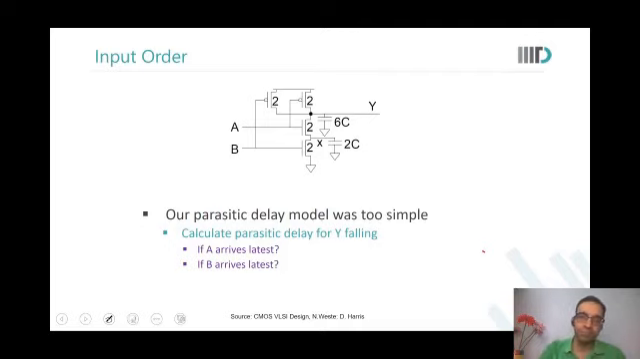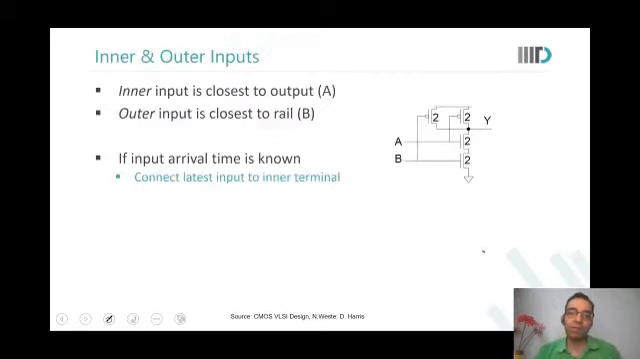If B arrives later, see, your NAND gate is being driven by some other logic somewhere. So if B arrives later, should B be connected to the lower NMOS or the upper NMOS? Upper, sir. Then you should connect B to the upper NMOS so that we can drive the output faster. Overall delay of my path reduces. Okay. So input order we understand matters. This we already discussed.